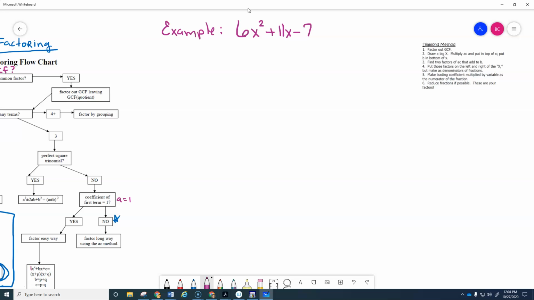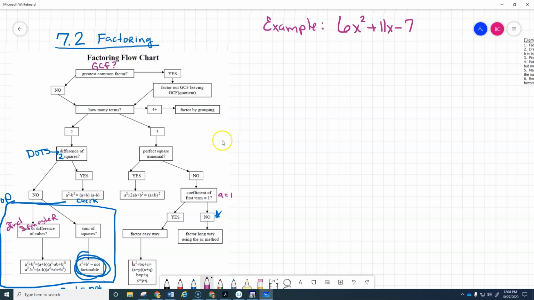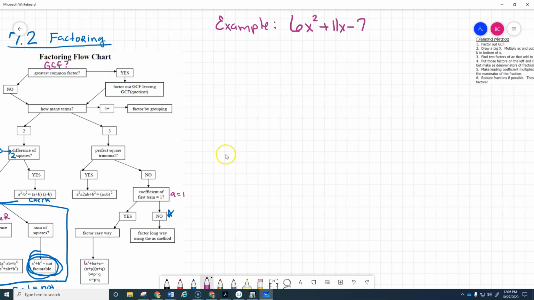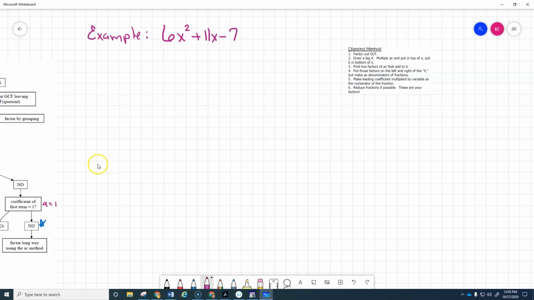First thing you should do is always factor out a GCF. But if you're following the flow chart, you've already said this, or we would have already factored out a GCF. Is there a GCF? No. 11 and 7 are prime, so they don't have any common factors. How many terms are there? There are 3. Is it a perfect square trinomial? No. 6 and 7, neither one are perfect squares. Is the value of A 1? No, the value of A is 6. So we have to factor this using one of the other methods.